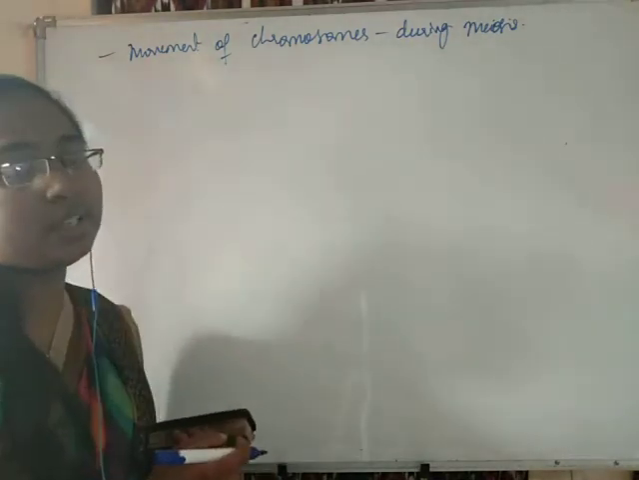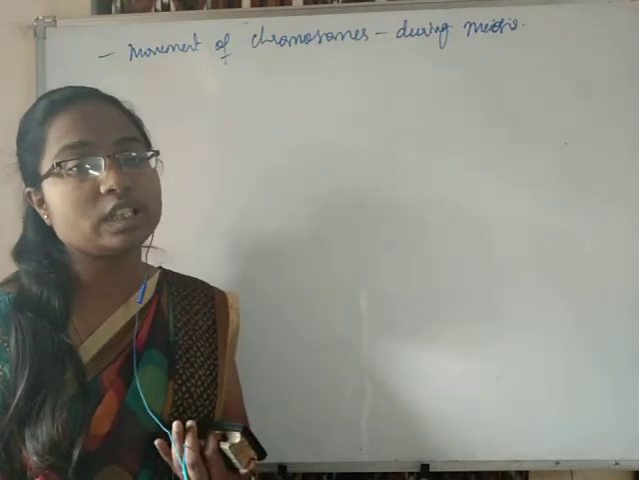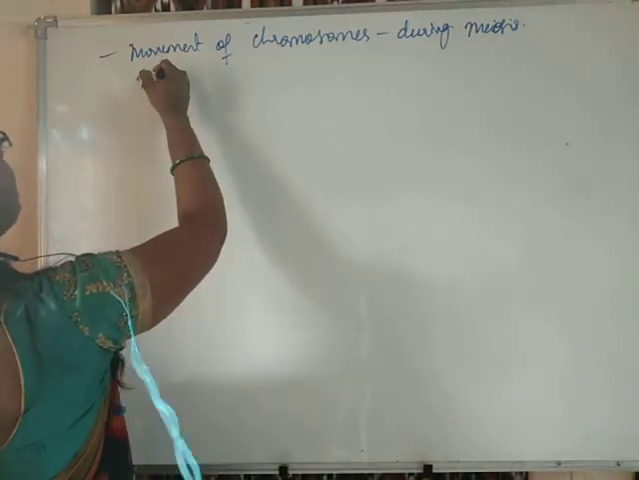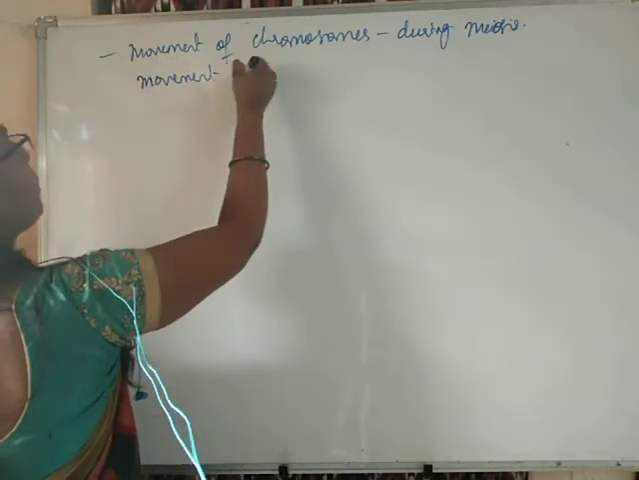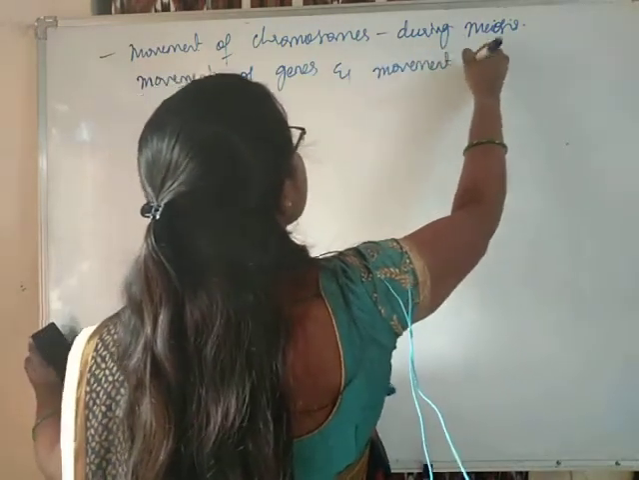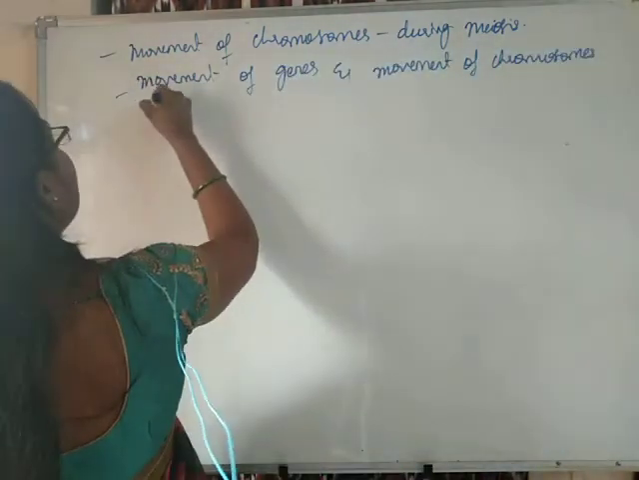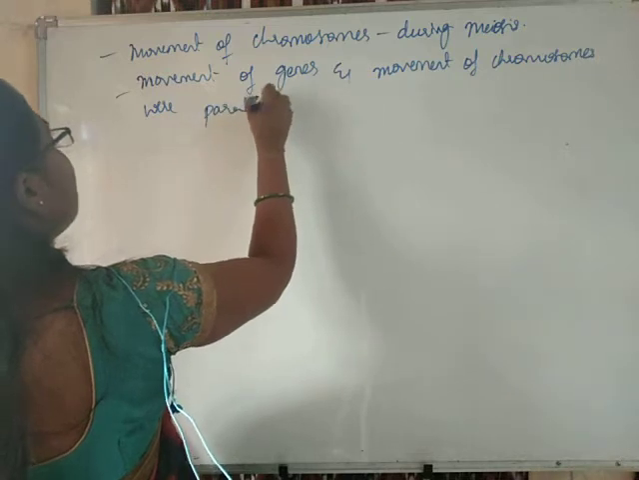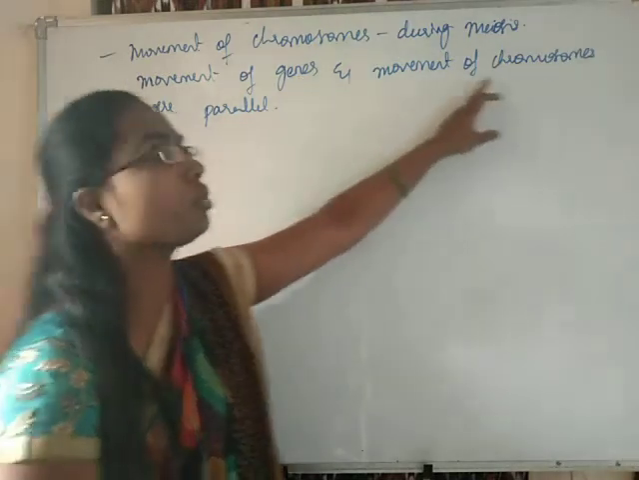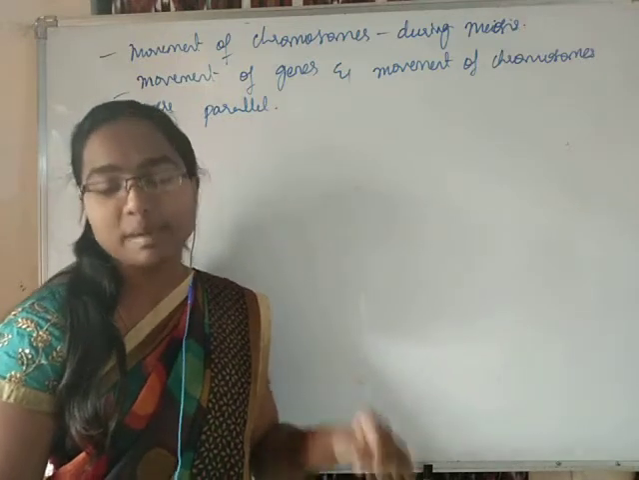Okay, so it was observed that the movement of chromosomes and the movement of genes are parallel to each other.